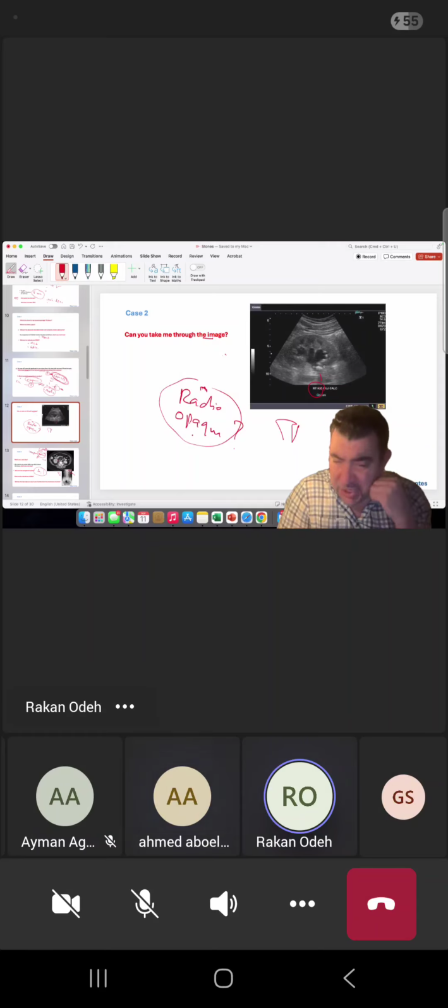So what is the indication of metabolic workup in recurrent UTI? Because this is what I know from where I studied. It says recurrent UTI, family history, if it's staghorn, if there is bilateral.